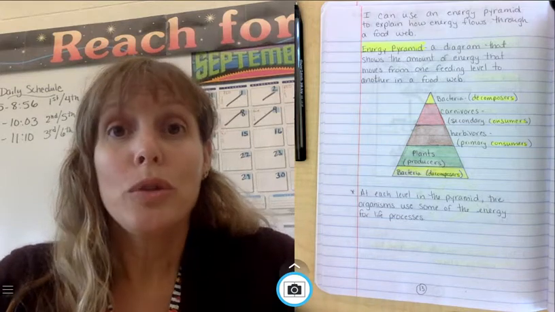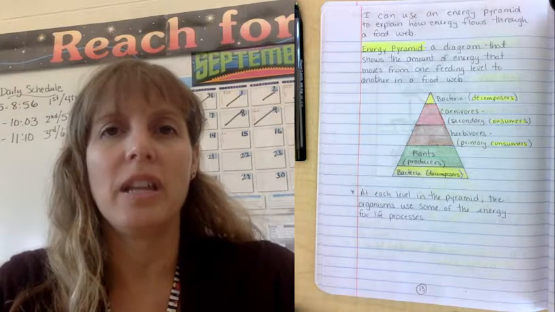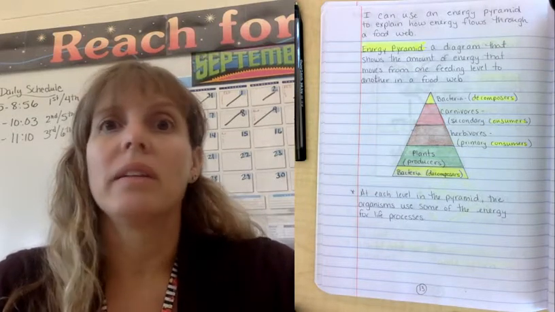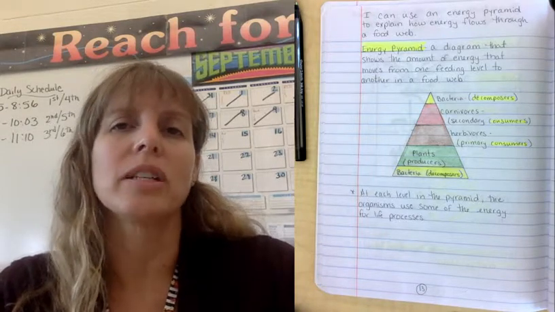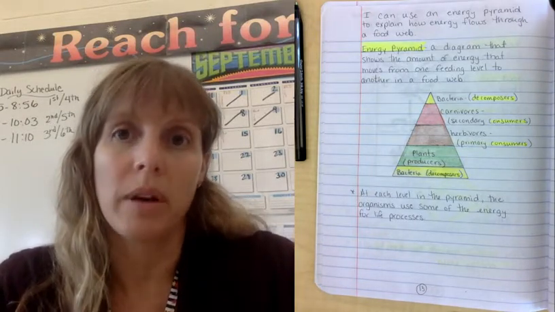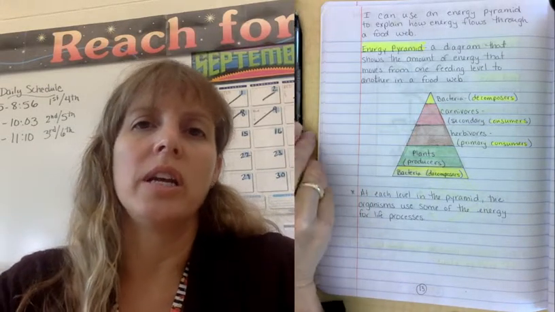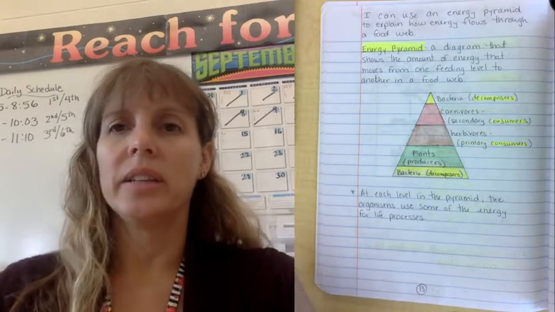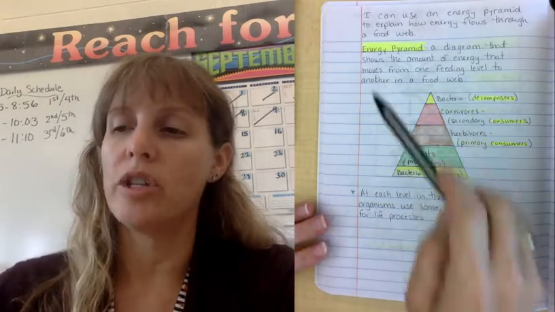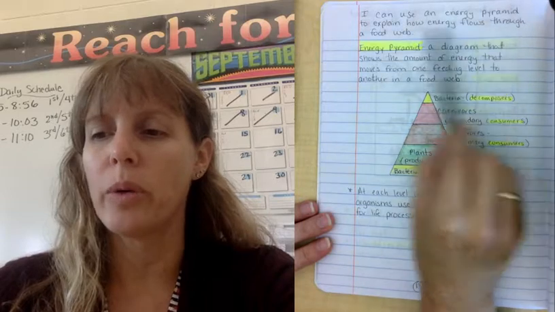We talked about food chains and food webs and how different organisms in different ecosystems basically exchange energy. They convert matter into energy, and then energy is passed from one organism to another. So the next way that we want to look at how energy is moved from one organism to another is something called an energy pyramid.